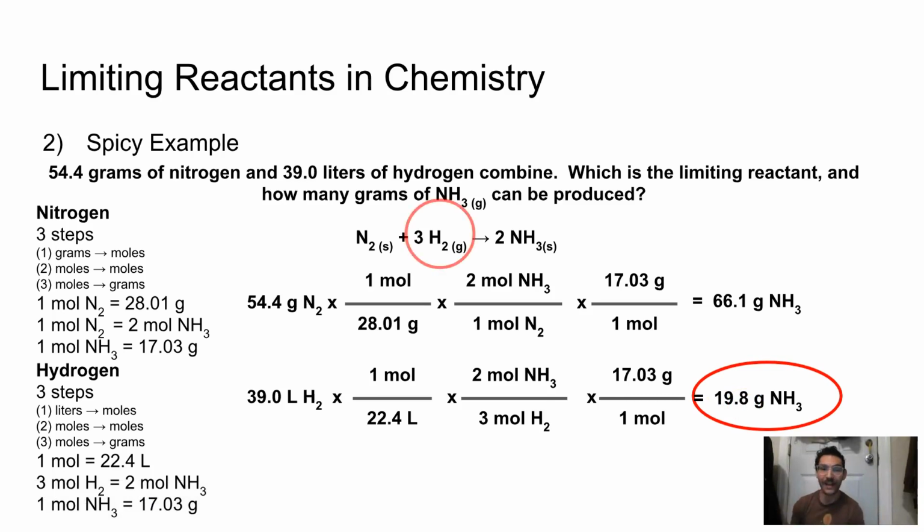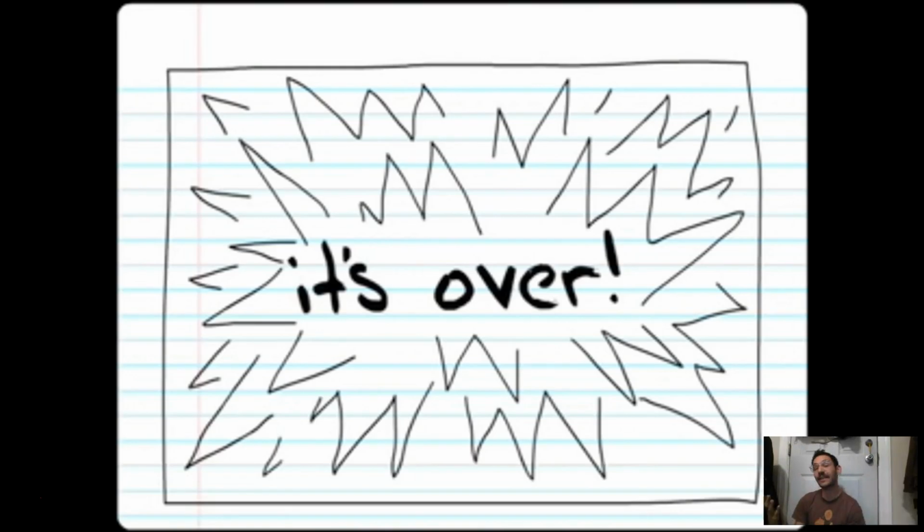And I will also say that hydrogen is my limiting reactant because there's so little hydrogen, we can only make approximately 20 grams of ammonia gas. Sweet. Well, that's the end of this video.